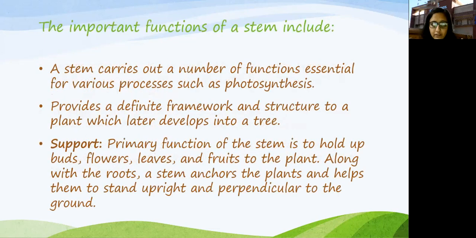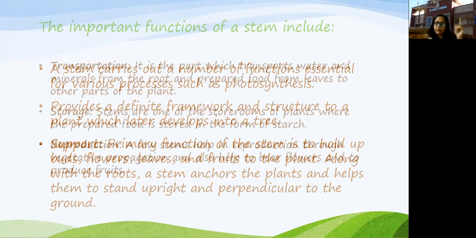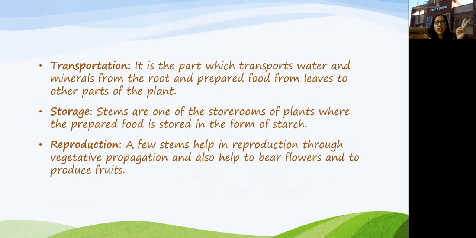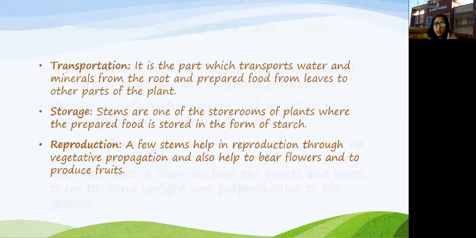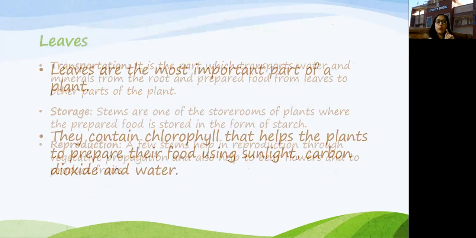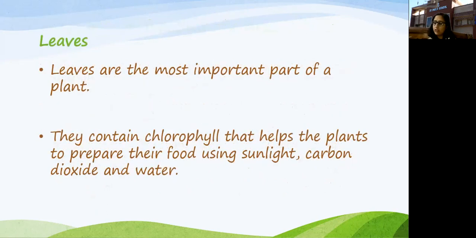तो कौन कौन से फंक्शंस हमने पढ़े? अगर मैं मेन फंक्शंस की बात करूं तो first one is support, second one is transportation, third one is storage, fourth is reproduction, and apart from this we can say that it provides a definite framework and structure to a plant which later develops into a tree. This is also a very important function of a stem. Okay, so with this we have completed the functions of stem.